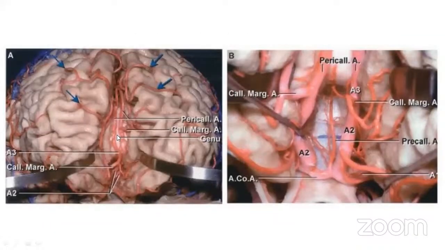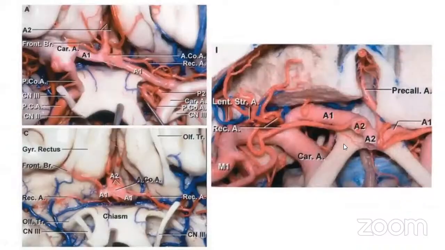So here you can see the cerebral hemispheres being retracted. The pericallosal artery is being given off. Here you can see the pericallosal artery with its basal branches given to the adjacent brain parenchyma. Here it's being further dissected, showing the pericallosal artery running into the adjacent brain parenchyma.